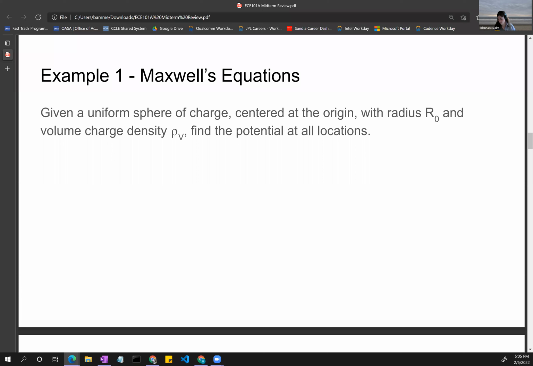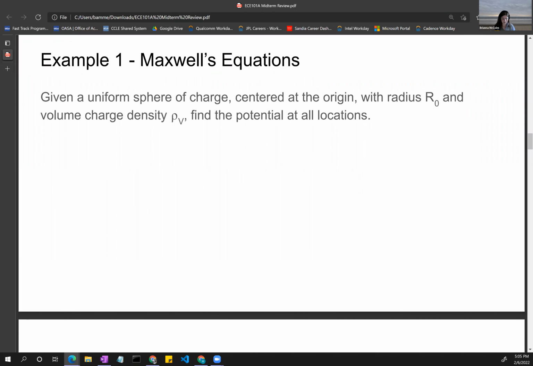So for example 1, we're given a uniform sphere of charge centered at the origin with radius r0 and a volume charge density of rho v, and we're supposed to find the potential at all locations. So there's some important symmetries that we can just see reading the problem statement. First, the uniform sphere of charge is centered at the origin, so we don't have to deal with any offsets or anything like that.